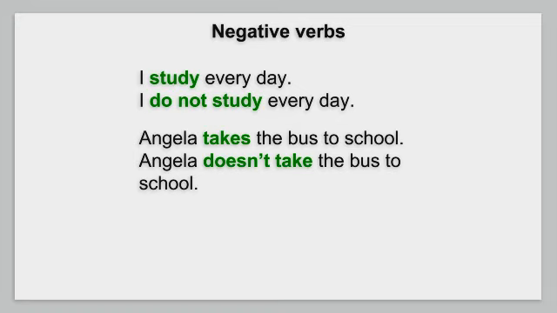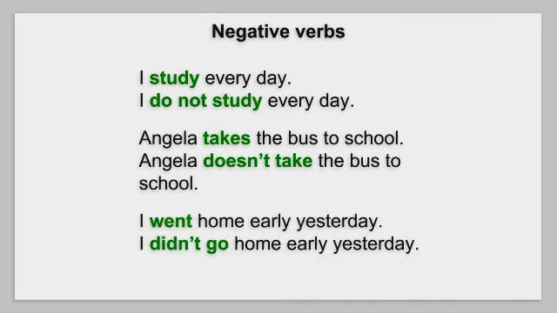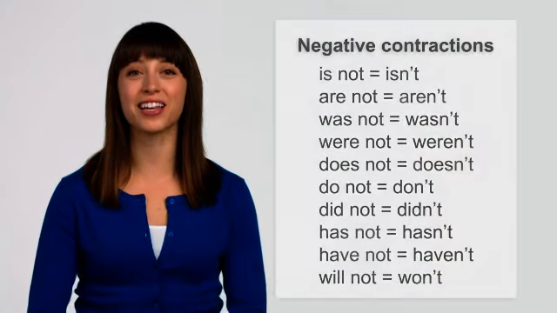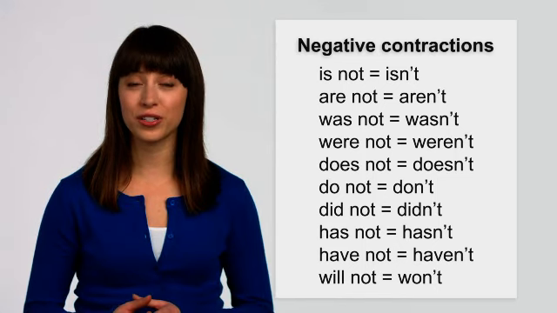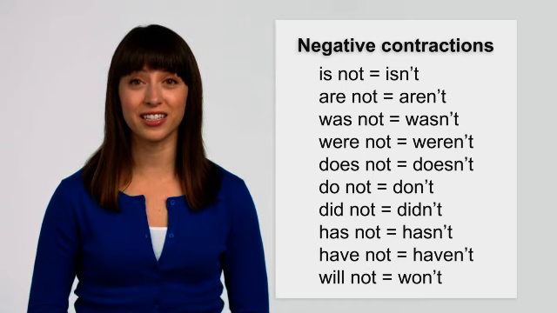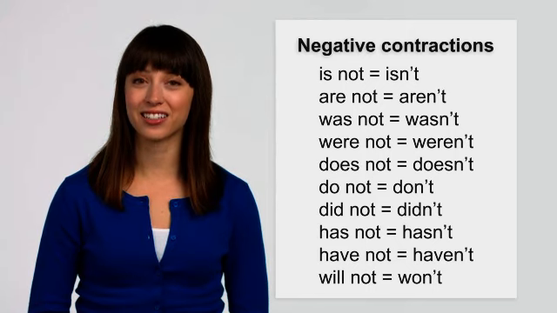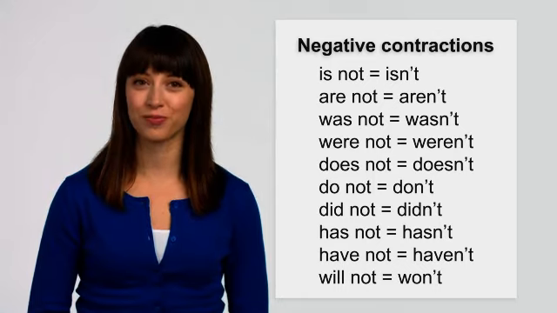For simple past, use did. I went home early yesterday. I didn't go home early yesterday. We often contract the helping verb with not, so we say isn't, aren't, wasn't, weren't, doesn't, don't, didn't, hasn't, and haven't. The negative contraction for will not is won't.